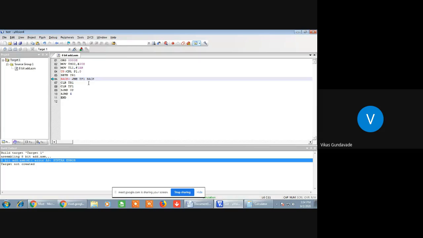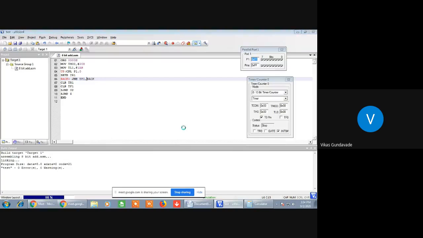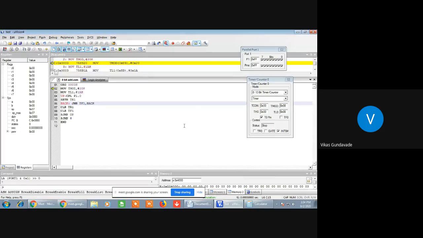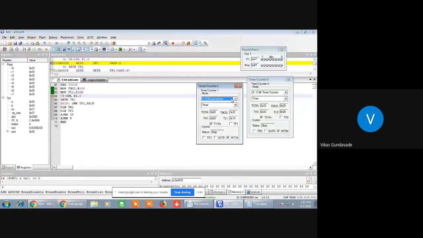Next, CLR TF1 comma. Okay, and we'll debug it. Now check here, the TMOD value is 20, then the value for timer 1. See here, TMOD is 20, that means here it is 8-bit auto reload mode. Okay. Value in TL1 will be 1A.